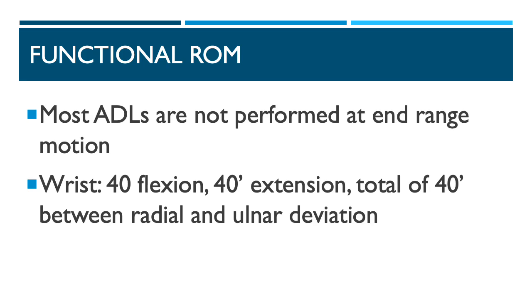Now, this is something I think really important to know. Even though you just saw all the normal, typical ranges of motion, most activities don't need end range motion. So when you're making your goals, about 40 degrees flexion, extension, and a total arc of 40 between radial and ulnar deviation is usually sufficient. You will see different studies out there. You can use whatever things you want, but just know, you don't have to have an end range of 80 degrees supination to write all of your goals and to be functional in your daily life.